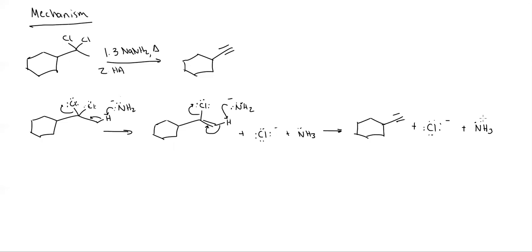And remember that we can get a vicinal dihalide or a geminal dihalide via addition. Addition of HX to an alkyne would get us a geminal dihalide. And a vicinal dihalide, we can get by addition of halogens to an alkene. So we're starting to see some multi-step synthesis possibilities with these reactions. So just keep that on the back burner a little bit.